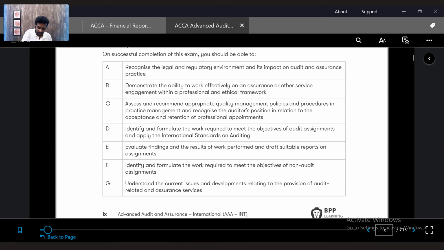Part F is all about other engagements like non-audit services. What are the other assurance services that we have? We have specific assignments like due diligence, review of interim financial reports, prospective financial information. What are forensic audits? What are social, environmental, and sustainability reports? What is integrated reporting? How do we audit the performance of the public sector, etc.?